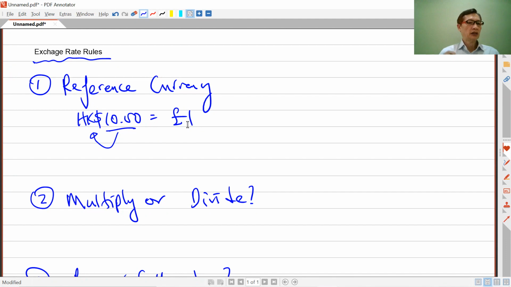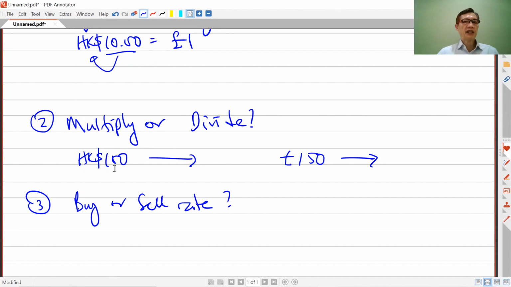Second thing: you are given the rate, so should you multiply or should you divide? That will depend on whether you are changing the Hong Kong dollar, which is the reference currency, to the pound, or the pound to the reference currency. That's very simple. You just have to remember this one: the same currency, if you divide, will give you another currency.